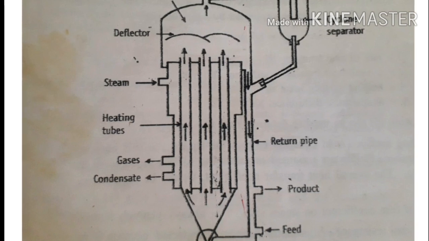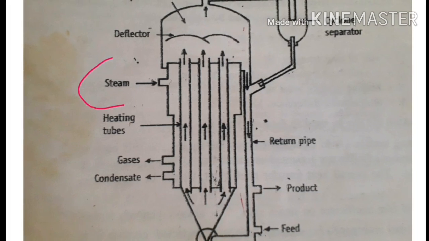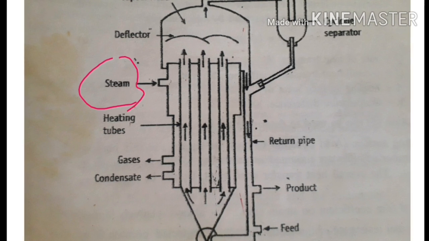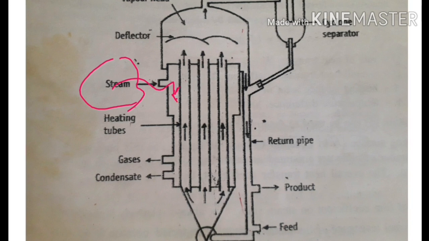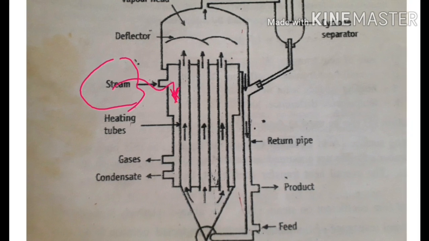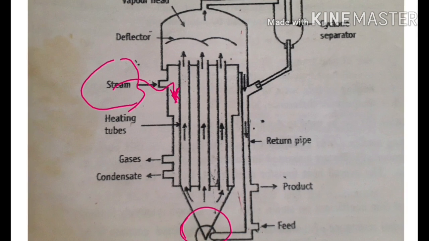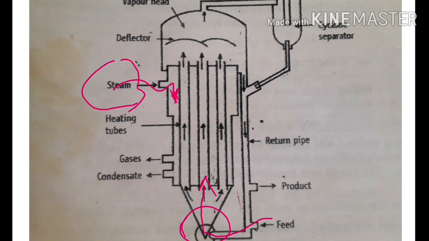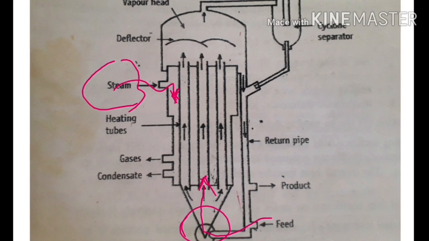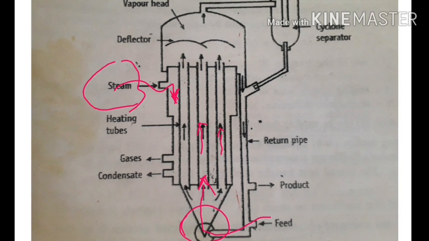Now let's see the working of the forced circulation evaporator. Here you can see a steam inlet. Through the steam inlet, steam is introduced into the calandria, and with the help of this pump, liquid feed is introduced into the steam jacketed tubes with a high positive velocity. The liquid moves up through the tubes.